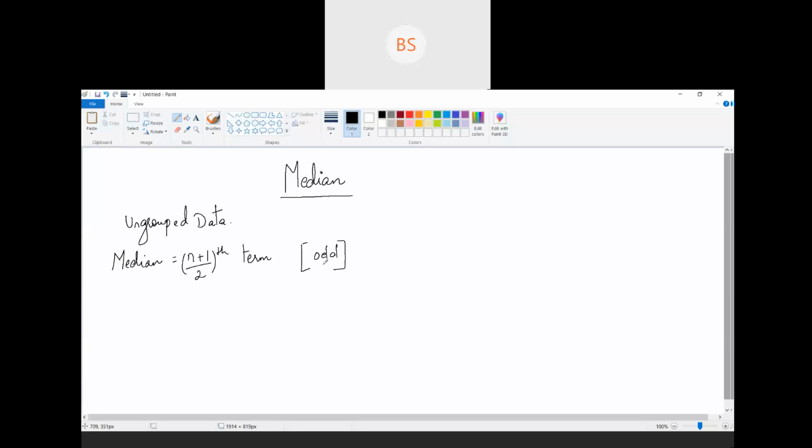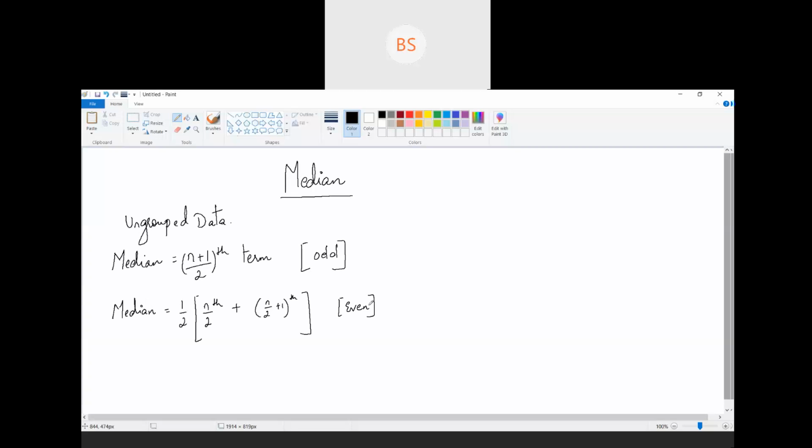And you had learned the second formula, that is median is equal to half of the (n by 2)th term plus the (n by 2 plus 1)th term. This you had learnt when the observations were even, right? So this is what is there for ungrouped data.